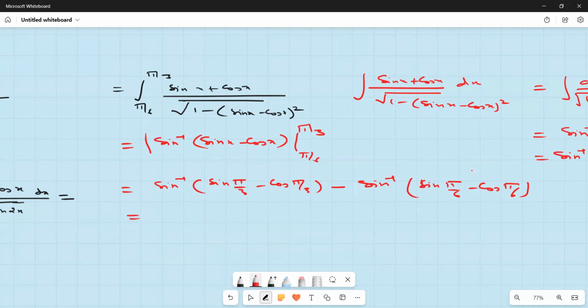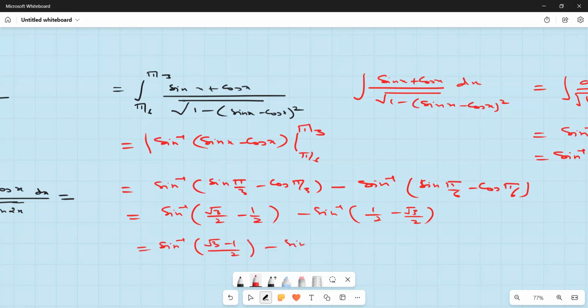So that is equal to sine inverse of root 3 by 2 minus 1 by 2, right? Minus sine inverse of 1 by 2 minus root 3 by 2, right? So this is sine inverse of root 3 minus 1 by 2 minus sine inverse of 1 minus root 3 by 2. So if you take minus sine inverse of minus x, that is equal to minus sine inverse x. No? So using that property, you can just solve this question.